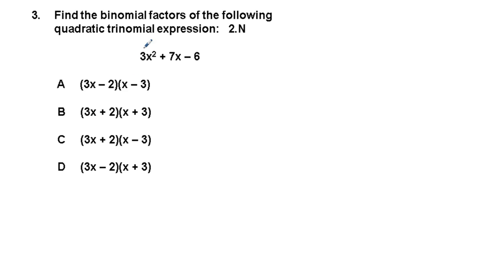Okay, 3. Find the binomial factors of the following quadratic trinomial expression. And then we have this. So what we're going to do is we need two numbers. Okay, 3x times x is that. Then we need the last two terms to equal -6. Well, here we have -2 times -3, which is +6. Here we have 2 times 3, which is +6.